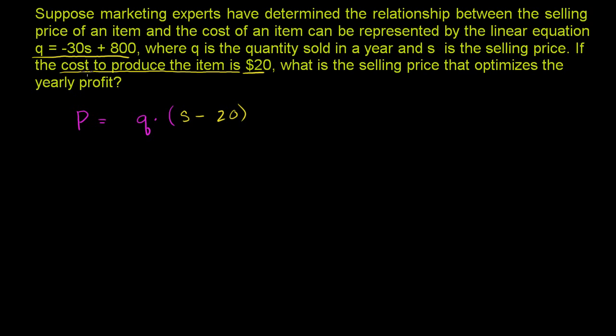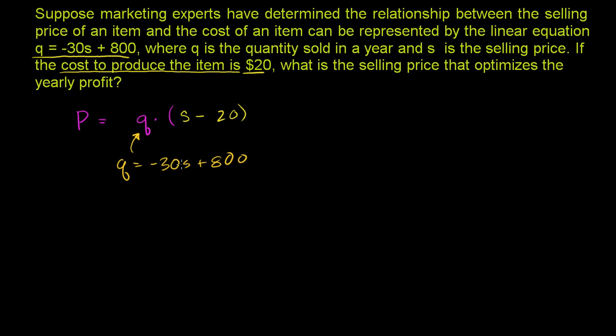Well, they gave us the quantity as a function of selling price. So we could express the entire profit as a function of selling price. We can substitute Q is equal to negative 30S plus 800 right over here. And let's be very clear what this is telling us. If the selling price increases, then this will become a larger negative number, so we're going to sell a smaller quantity.